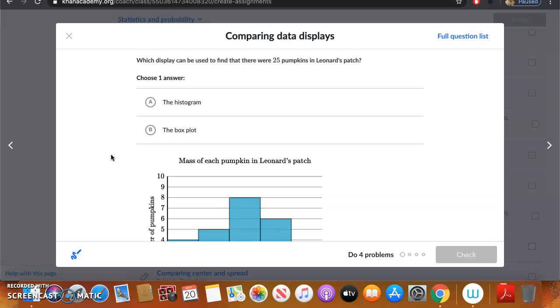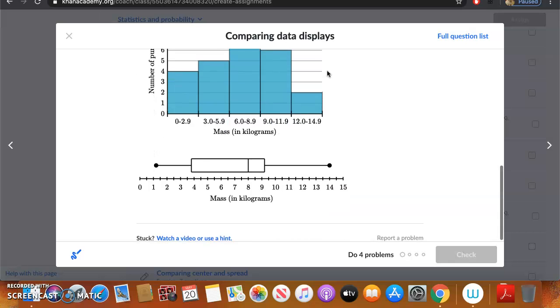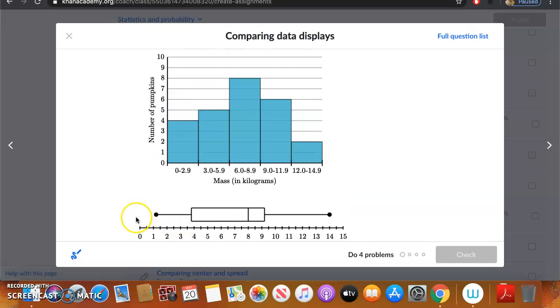For the second one, which display can be used to find that there are 25 pumpkins in Leonard's patch? Well, if you look at the box plot, you really can't tell how many pumpkins we're talking about. There's not enough information here to tell us exactly how many pumpkins we have. All we know is the minimum, the maximum, the median, the quartiles, and the fourths. So we're not really sure how many pumpkins.